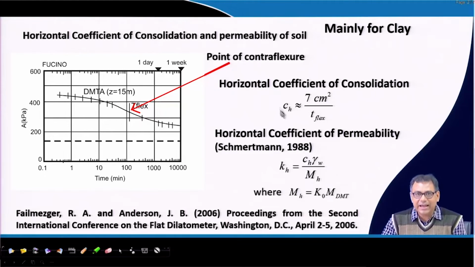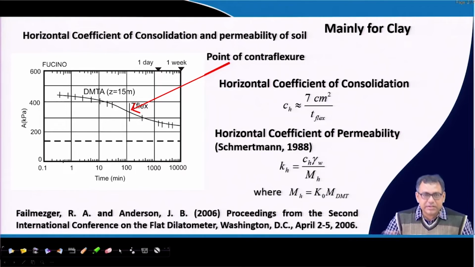So, I will get the horizontal coefficient of consolidation, that is CH, equal to 7 centimeter square by T flex. So, the T can be second or minute. That means the CH will be either centimeter square by second or centimeter square by minute, depending upon what T flex value you are putting. Now, what is T flex?